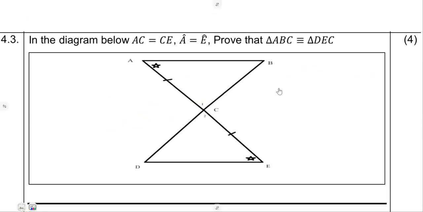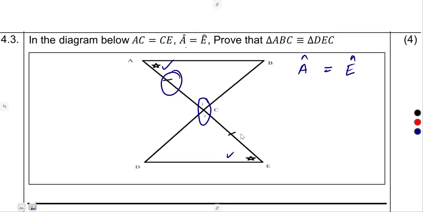4.3, we are given that in this diagram below, AC, A to C, is the same as C to E. There's an angle also, angle A, and angle E. Then prove that these two triangles are congruent. So guys, already we can see that angle C1 is equal to angle C2, vertically opposite angles. So angle A, we are already given, it is equal to angle E.